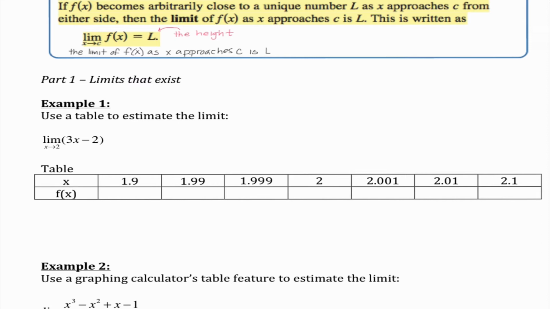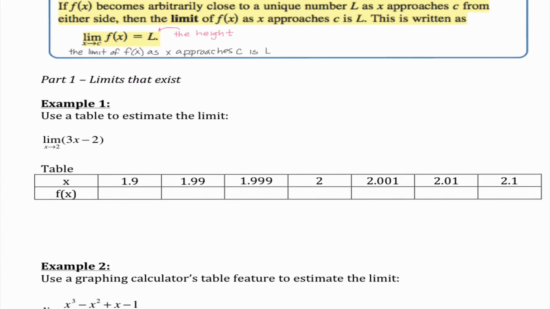Number one is asking us to use this table to estimate the limit. It's asking us to find the limit of 3x minus 2 as x approaches 2. The first thing I want to point out is that we do not care what the actual value is at 2. That can seem kind of strange.